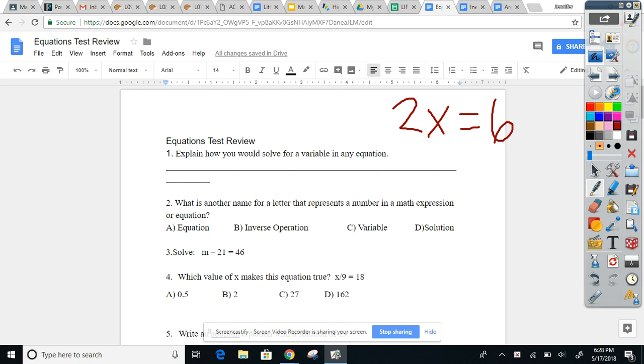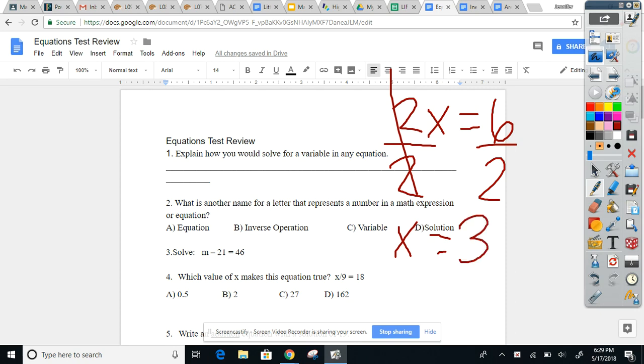Okay, this is an equation. It has an equal sign. That means whatever's on the left equals whatever is on the right side. Okay, so now, how do we solve for a variable? Our goal is to get the variable by itself. And to do that, we always have to do the inverse operation. So when we're solving for a variable, we get the variable by itself, do the inverse operation. What we do on the left, we do on the right. Okay, so there's an example.